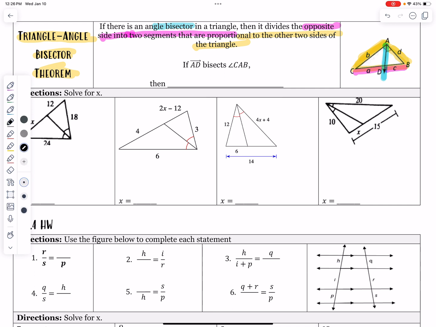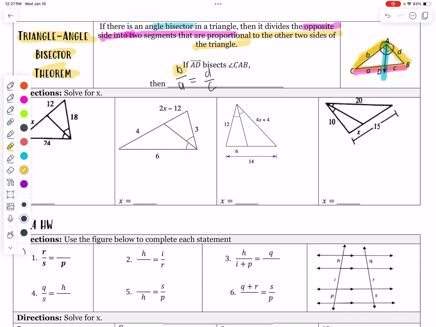If AD, that ray, bisects CAB, which it does, we have these little markings that show it does bisect it, then your relationship between A over B, I kind of turn my head sideways when I look at this too. You could use that as the fraction bar and go B over D, full amount over full amount, yellow over yellow, equals pink over pink, A over C. I like to look at this like there's a fraction on the left side and a fraction on the right side. So yellow over pink equals yellow over pink. So B over A is going to be equal to D over C. B over A equals D over C.